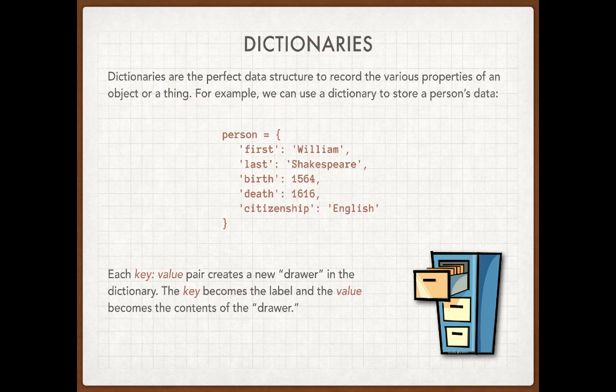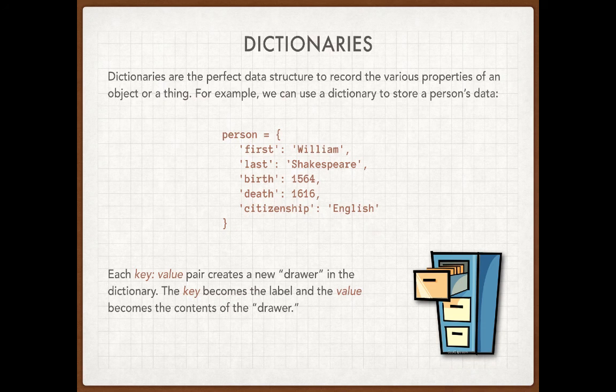So a dictionary is the perfect data structure to capture all of this. Their first name is William, the last name is Shakespeare, their birth is 1564, death is 1616, right? Citizenship English. And you'll notice that I can put any kind of data into the drawer that I want to. Some of these are strings, some of these are numbers. Does Python care? Nope, not one bit. And so I can create a data structure like a dictionary, and I can capture information about people. And I can work with that information.